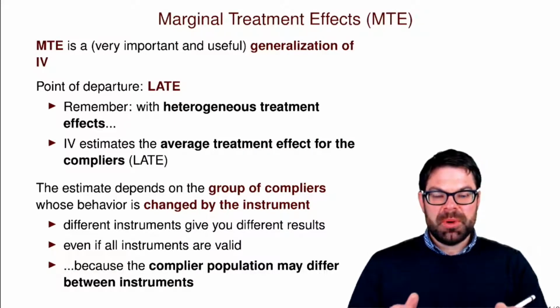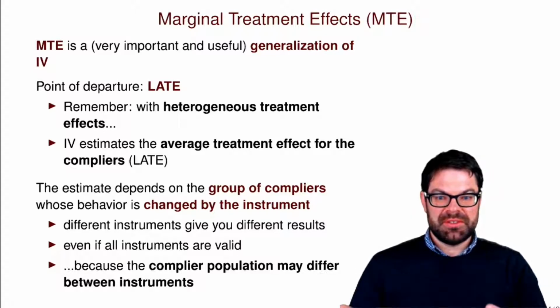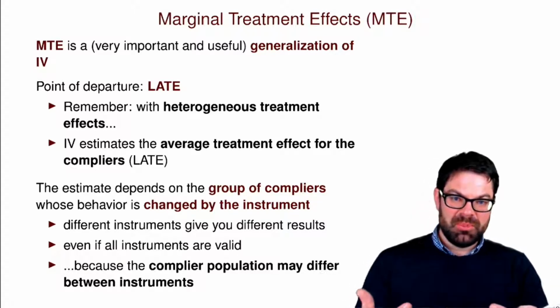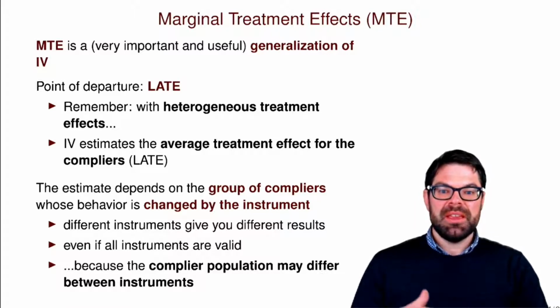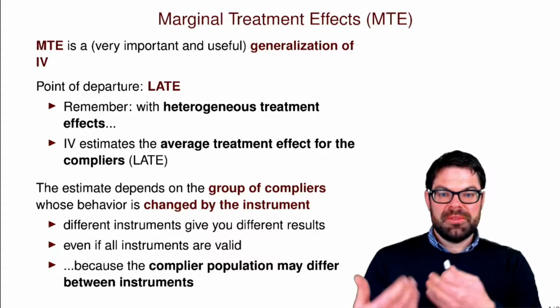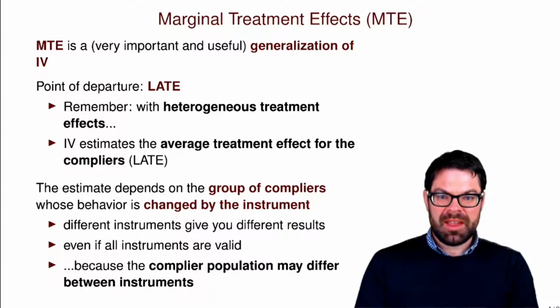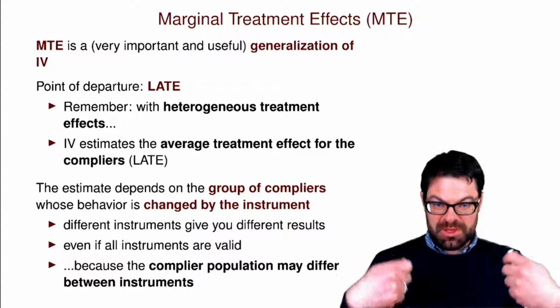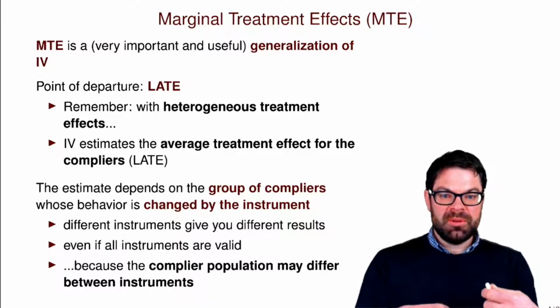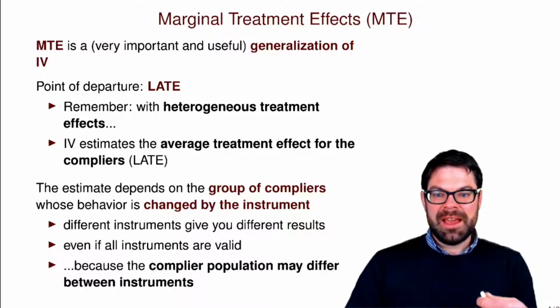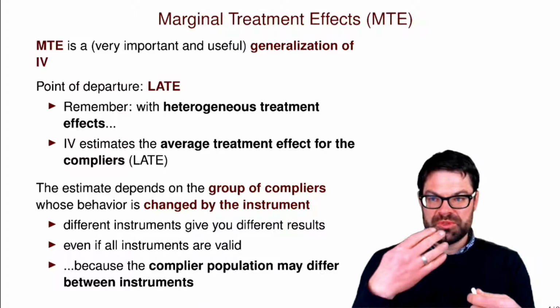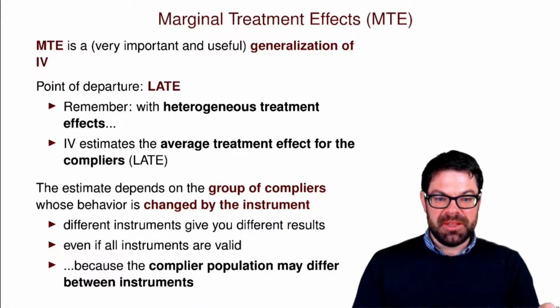So the point of departure of why we're talking about this topic and trying to get a deeper understanding of how treatment effects work is that in the past lecture we have seen that instrumental variables estimators that are commonly used identify a local average treatment effect. So the estimates that we're getting are not informative for the whole population that we're interested in studying and from which we have drawn a random sample, but they're only informative about those people who comply with the instrument, as in whose behavior is changed by the instrument.